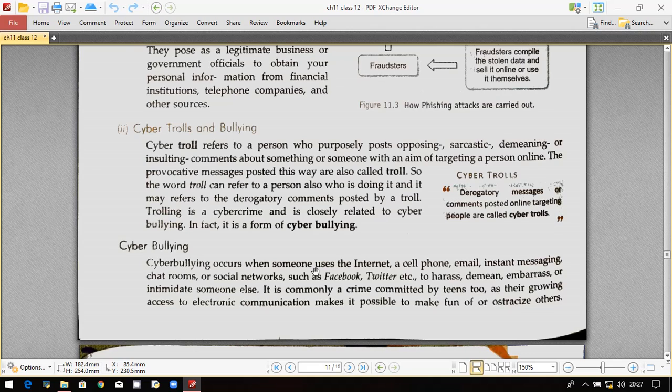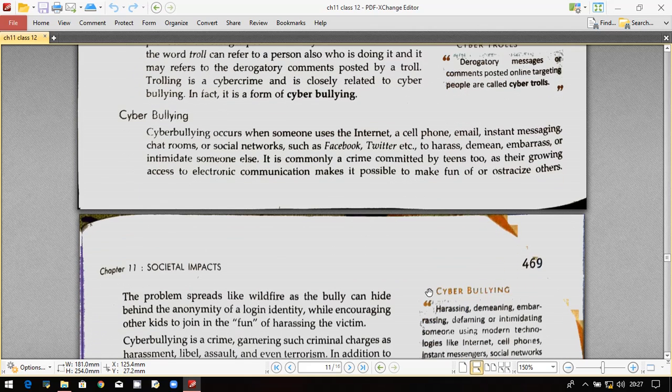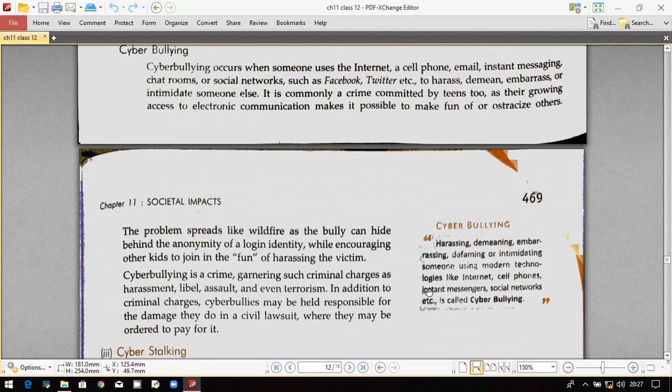Cyberbullying occurs when someone uses the internet, a cell phone, email, instant messaging, these types of social platforms to harass, demean, or embarrass someone. Okay, there may be cases that people are saying, yeah, I'm having this particular private video of you and I will be sharing it on a digital platform. So if you want me to stop sharing all these things, you may pay some ransom to me. Okay, so all these things come under cyberbullying. Okay, so in this also people are using illegal sources to defame someone. Okay, that comes under cyberbullying.